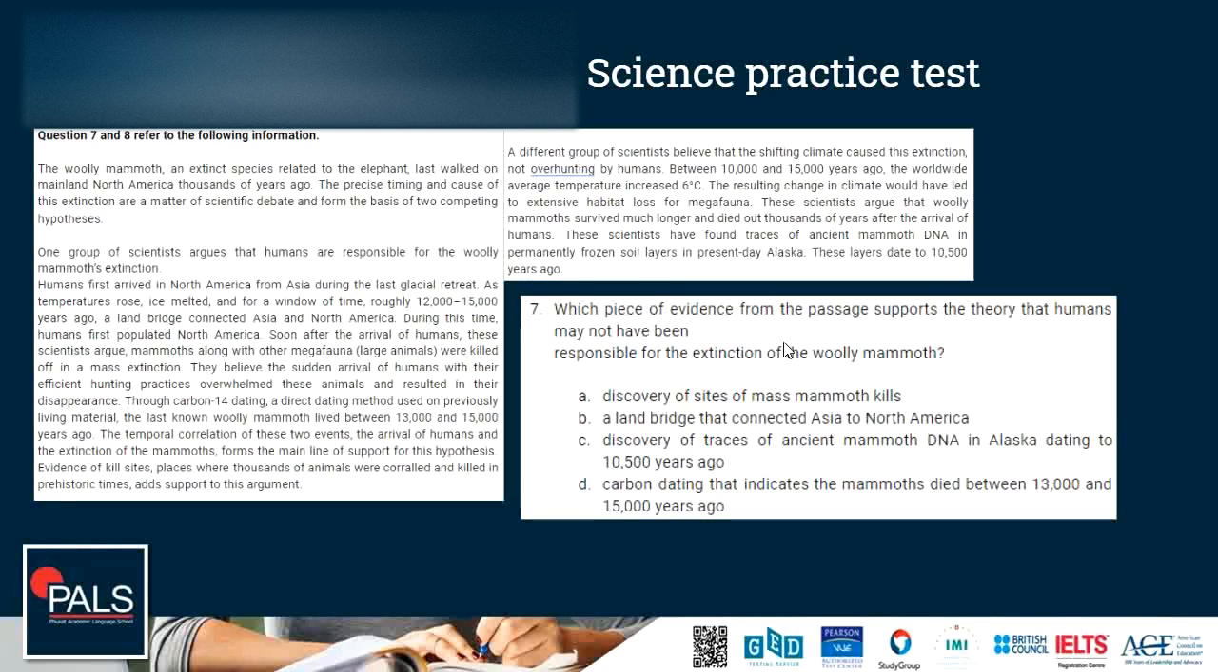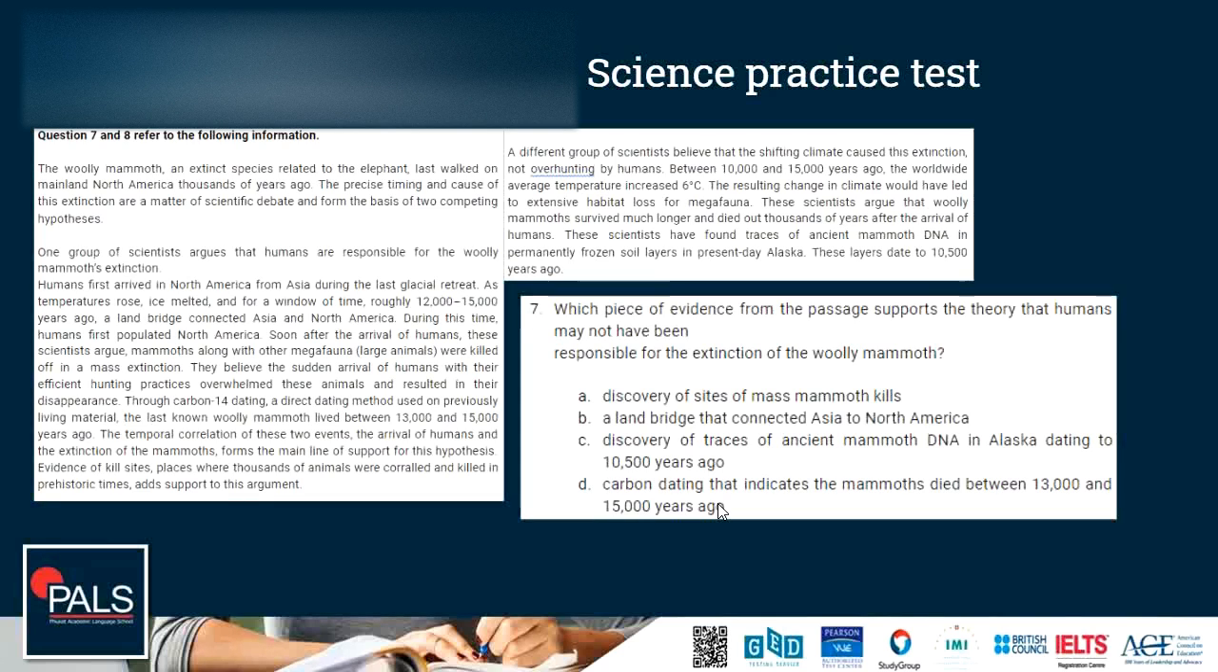Which piece of evidence from the passage supports the theory that humans may not have been responsible for the extinction of the woolly mammoth? Discovery of sites of mass mammoth kills, a land bridge that connected Asia to North America, discovery of traces of ancient mammoth DNA in Alaska dating to 10,500 years ago, carbon dating that indicates the mammoths died between 13,000 and 15,000 years ago.